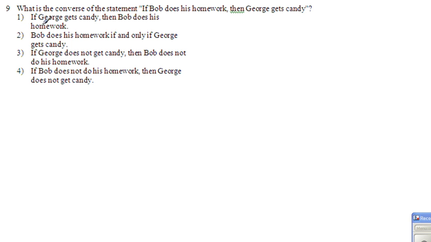Now, number 9. What is the converse of the statement? Converse here means we will switch the order. So we have George gets the candy. If George gets the candy, that becomes the first one, and Bob does his homework will be the second. Oh, we see that right over here. When you switch the order between these two, that's called the converse.